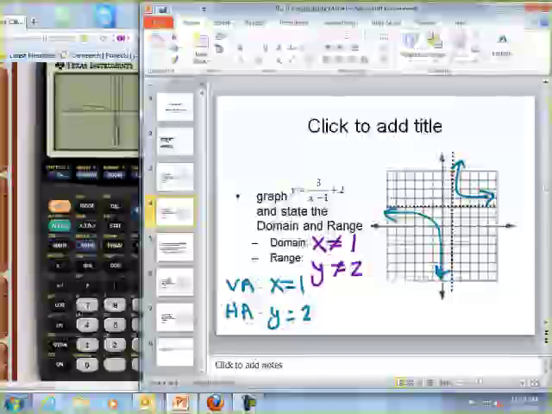This is the first year that I've graphed them on the calculator. In the past, I've made students do XY charts and think about shifting and stuff, but this year we'll just take them on the calculator.